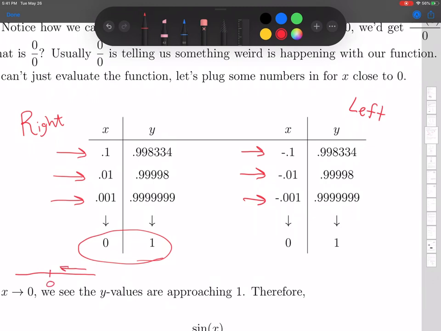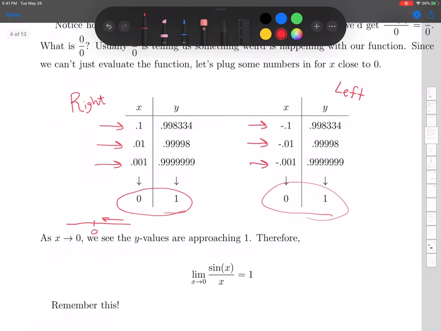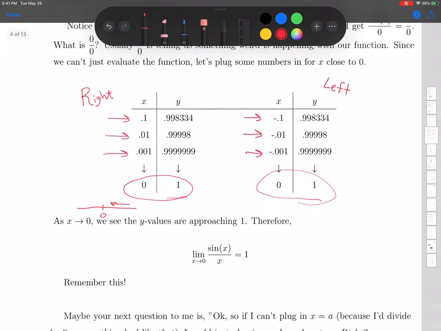0 is here. As I'm getting closer to 0, as I'm plugging in values that are on the right-hand side of 0, my y values look like they're getting closer to 1. Now let's go ahead and explore the left-hand side. So similarly over here, as we choose x values that are to the left-hand side of 0, negative 0.1, negative 0.01, so on and so forth, we get closer to 0 from the left-hand side. Our y values are also getting close to 1. So we can see the same thing happening over here.